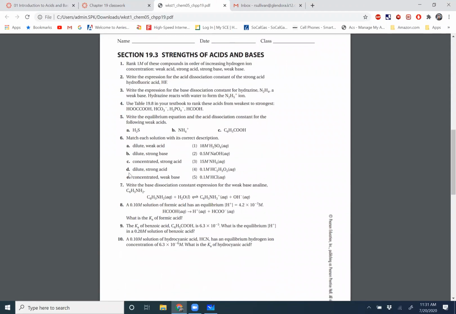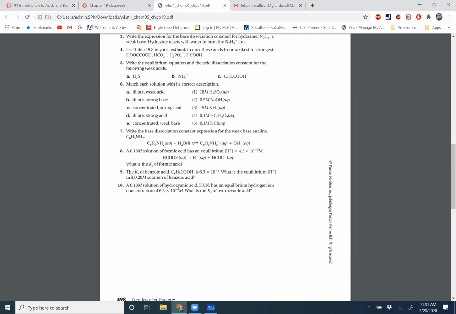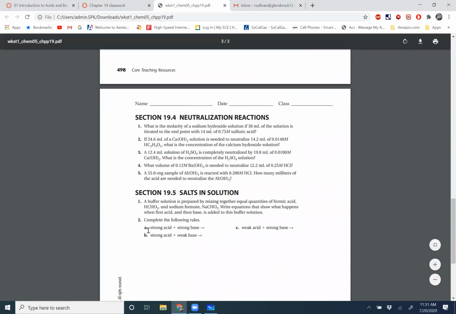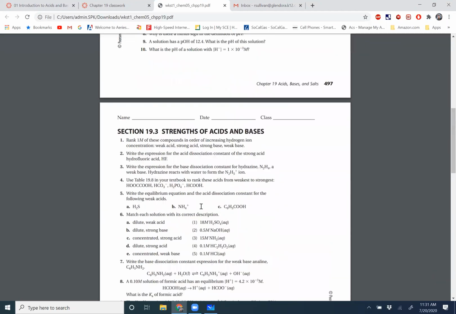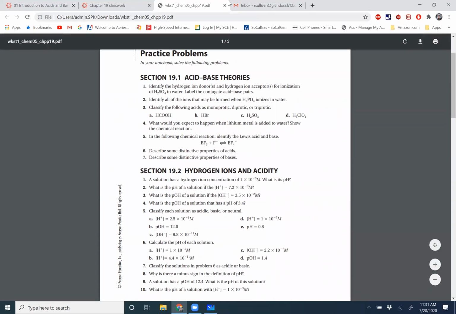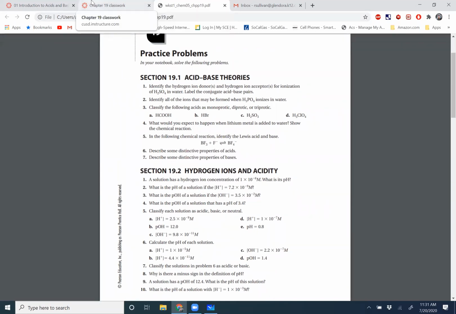We talked a little bit about strengths of acids and bases. We'll talk a little bit more when we talk about pH. And we're going to do neutralization reactions, but we're not going to do salts, because sometimes salts can act like acids and bases, but it's confusing, so we're just not going to bother with it for these purposes.